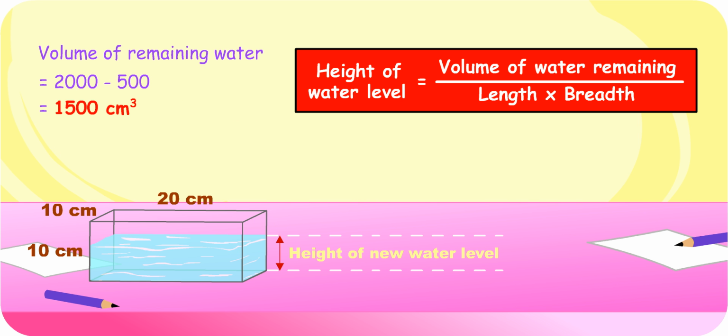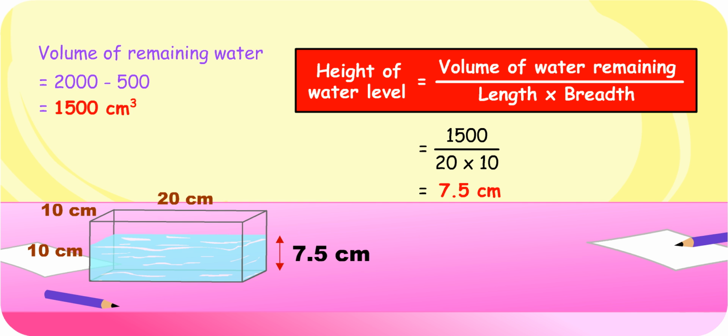Height of water level equals the volume of water remaining over length times breadth, which is equal to 1,500 over 20 times 10, which is equal to 7.5 centimeters. Therefore, the height of the new water level is 7.5 centimeters.